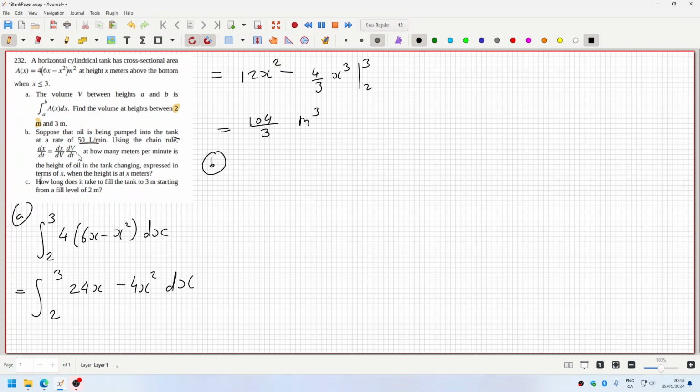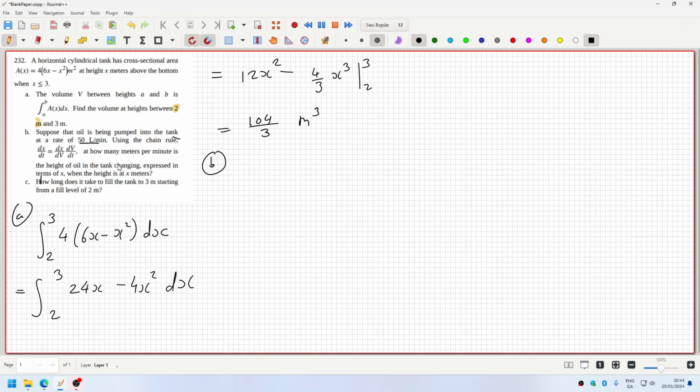Use the chain rule. At how many meters per minute is the height of the oil in the tank changing, expressed in terms of x when the height is at x meters? Okay, so let me just calculate. Oh, we don't have a formula for volume. I should calculate that, shouldn't I?